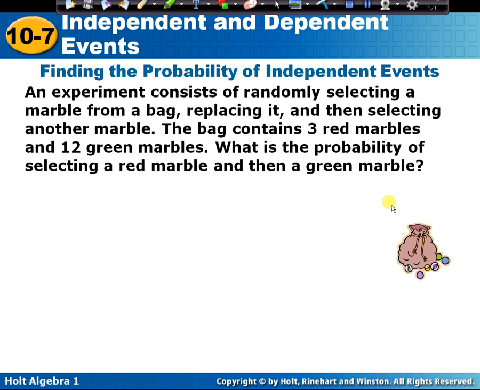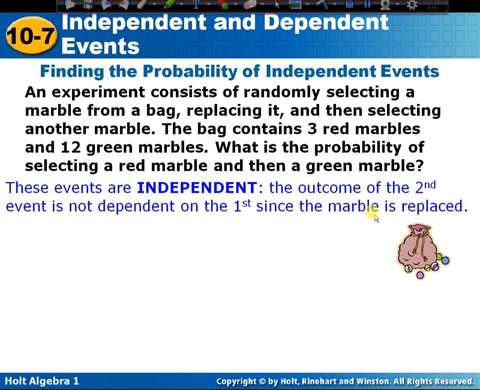All right, let's look at our first example. You're not going to have to write down all of the text on this slide. I'm going to tell you exactly what to write down, but please just follow along as I read this real quick. It says, an experiment consists of randomly selecting a marble from a bag, replacing it, and then selecting another marble. So you've got a bag full of marbles, and you're pulling out one marble, putting that marble back, pulling out another marble, putting that marble back. Inside the bag, you have 3 red marbles and 12 green marbles. We want to know what is the probability of selecting a red marble and then a green marble.